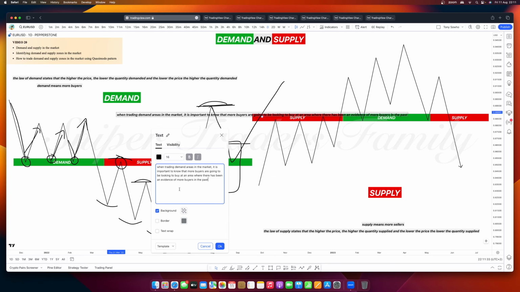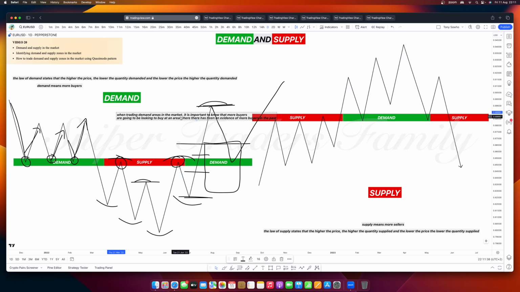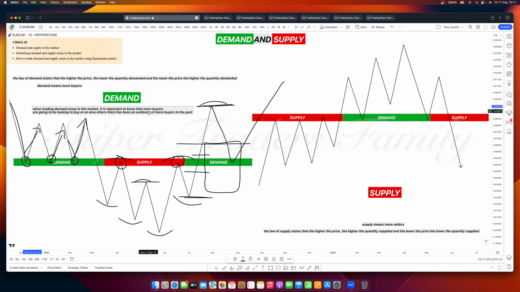So let's just break it down. When trading demand areas in the market, it is important to know that more buyers, meaning those that want to buy now, are going to be looking to buy at an area where there has been evidence of more buyers in the past. Where is that evidence? This is it. There was demand in this area. Now projecting into the future, we can also predict that price will reject from there.